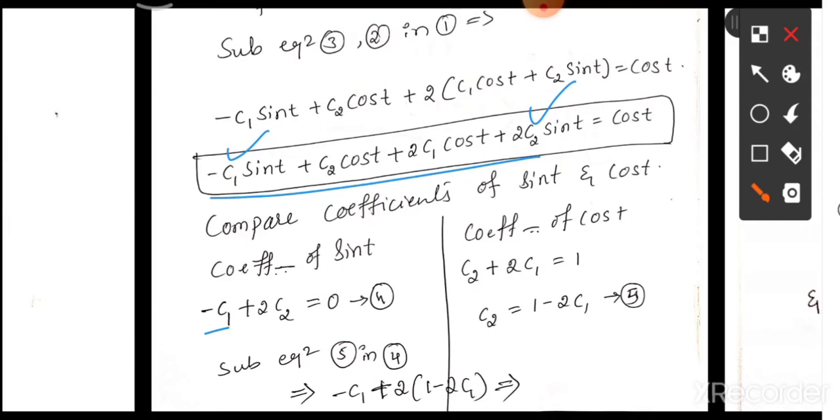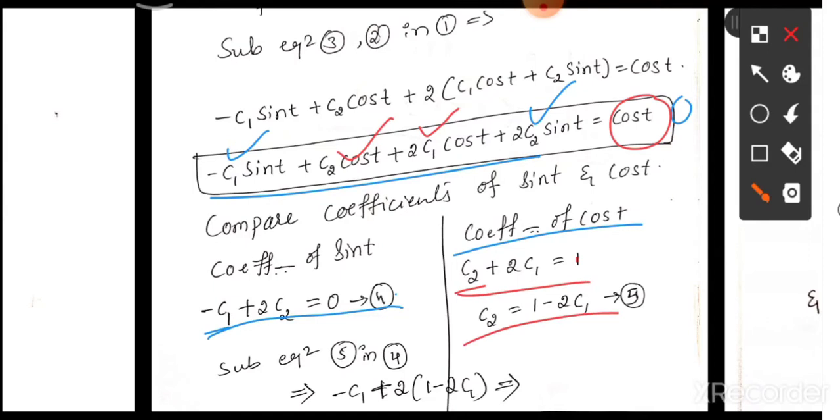any other, what is the right hand side sin t's coefficient? Nothing is there, it is 0 we can take. So keep as it is. Let's call this equation number 4 and then compare the coefficient of cos t, that is c2, okay, plus 2 c1 equal to, do you have a right hand side coefficient of cos t? Yes, we have, that is equal to 1. So write this equation and you can say equation number 5.